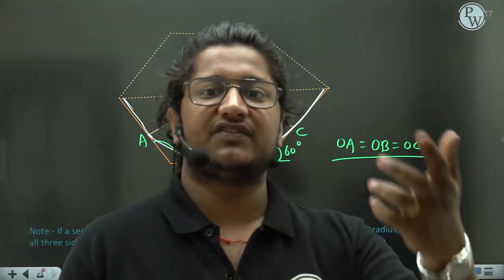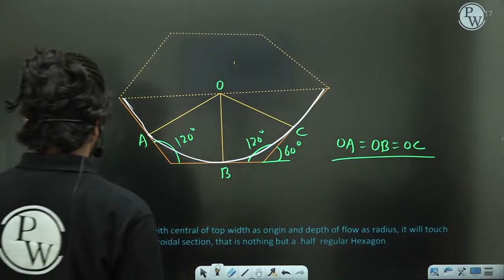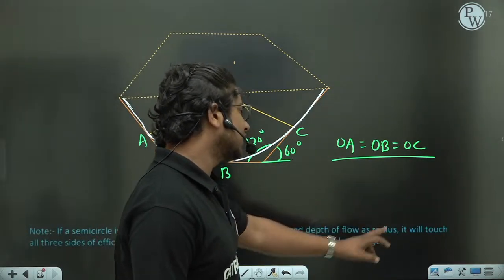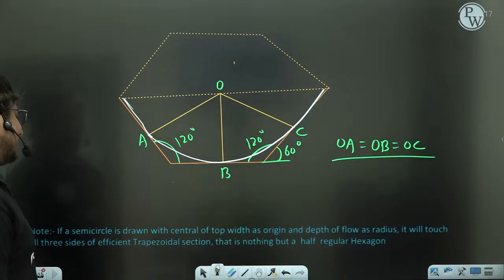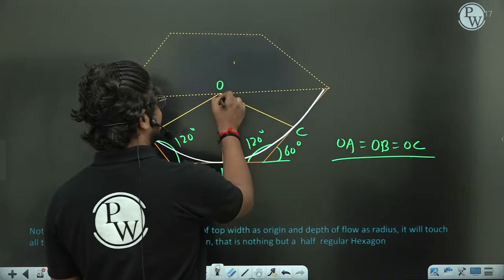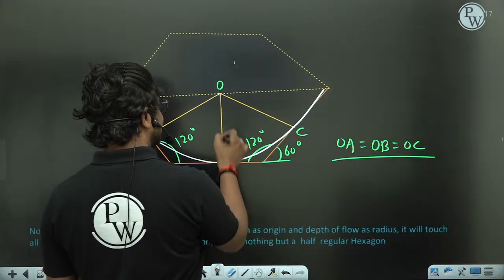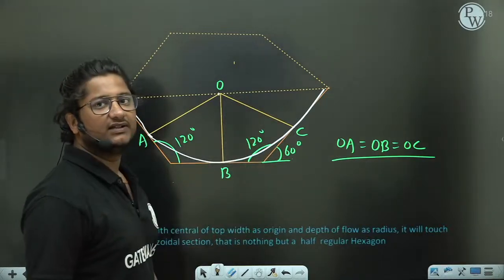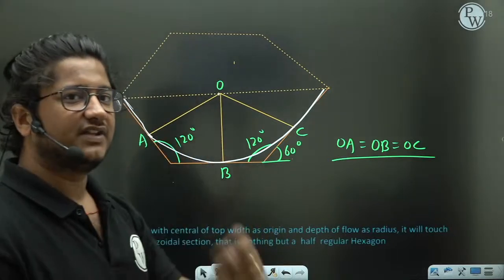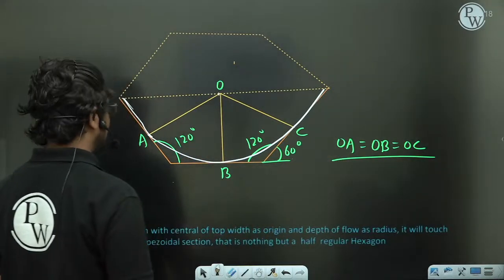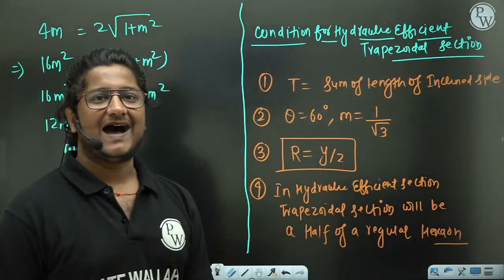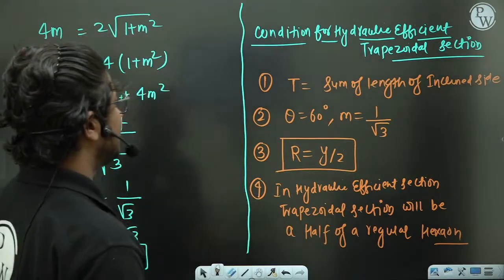This is another property which you need to remember: if a semicircle is drawn with the center at the top width as the origin and the depth of the flow as the radius, it will touch all three sides of the efficient trapezoidal section, which is nothing but a regular half hexagon. It will touch each and every side. So this is another property which you need to understand. These are the four conditions for the hydraulic efficient section in a trapezoidal section.